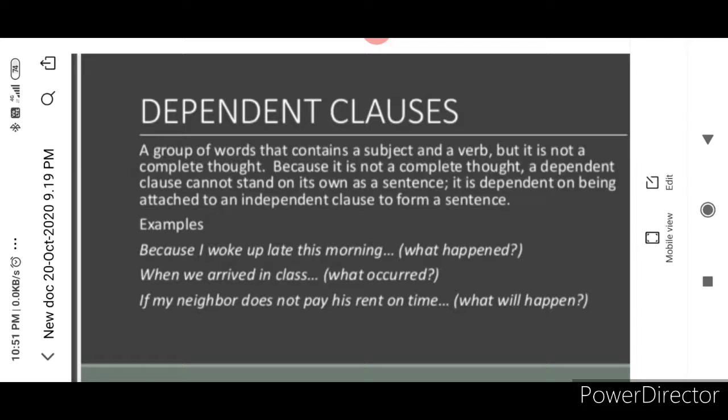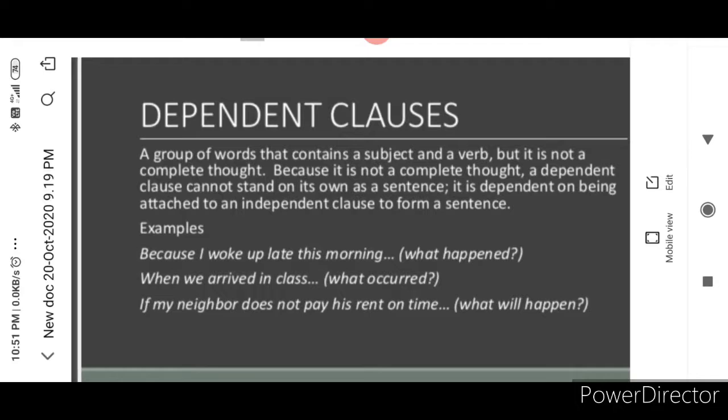Okay, so here it is incomplete. We is there, we is the subject, arrived is there, arrived is the verb. Even though it is not giving you a complete meaning, that is what a dependent clause is, which depends on the independent clause to give you a complete thought, to give you a complete meaning. I hope children you have understood something.